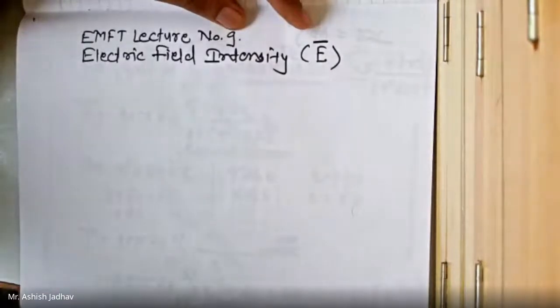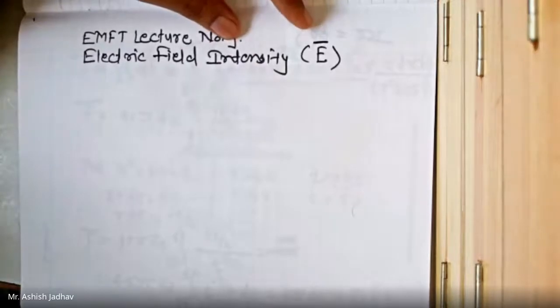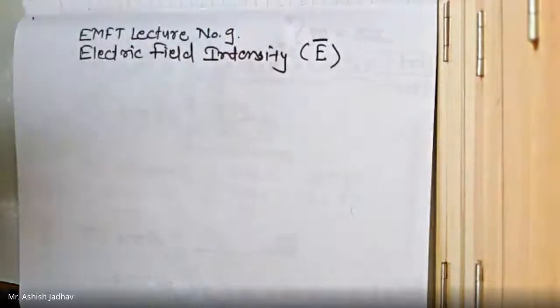So Coulomb's law gives you the force between 2 point charges, right? Force is directly proportional to the product of the magnitude of charges. Also, it is inversely proportional to the square of the distance between them, and it depends upon the medium, right? So this is what Coulomb's law says.